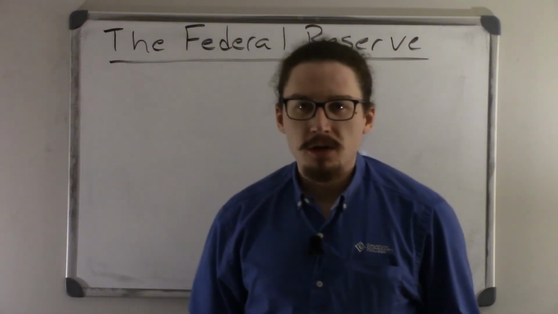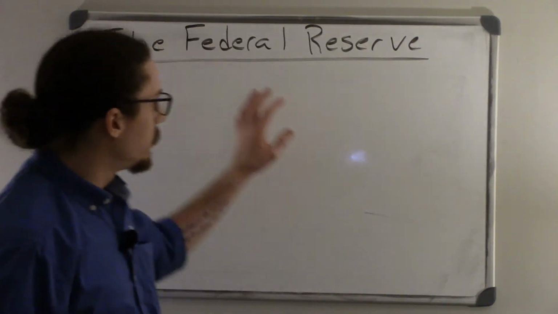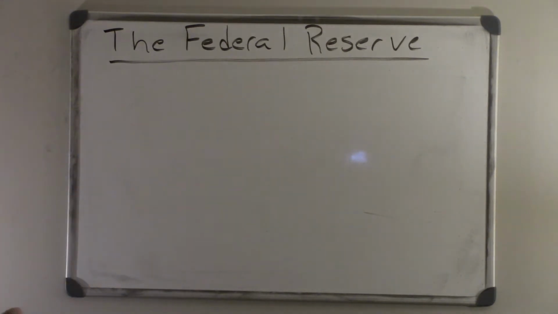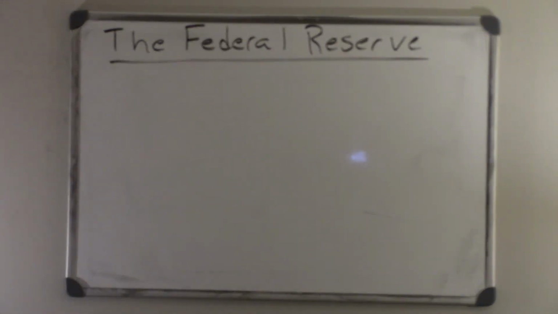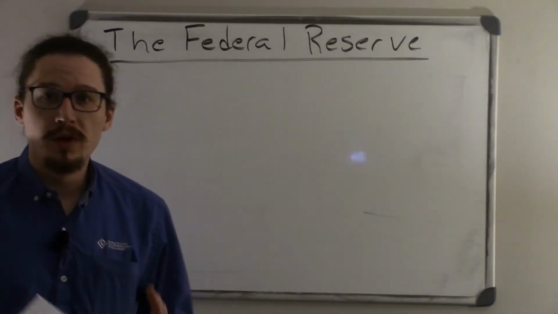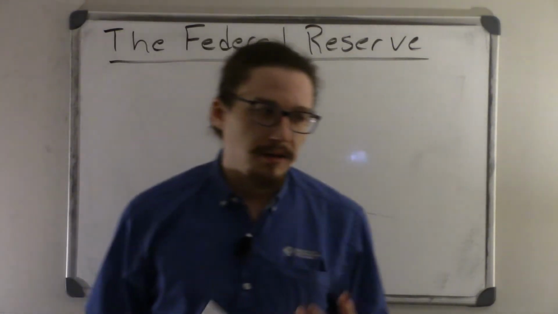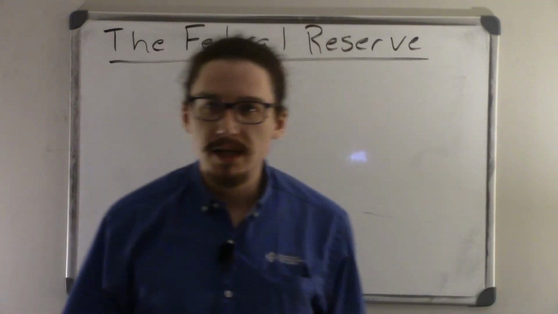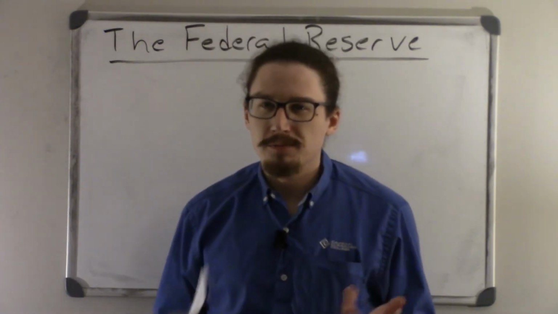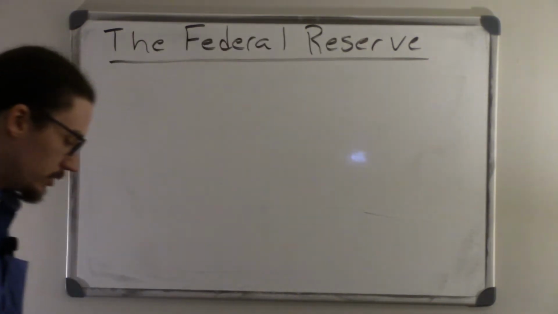In this video, we are going to start our discussion of Chapter 34, which covers the Federal Reserve, also known simply as the Fed. In this video, we are just going to introduce the idea of the Federal Reserve, talk a little bit about what it does, and very briefly talk about parts of its structure.